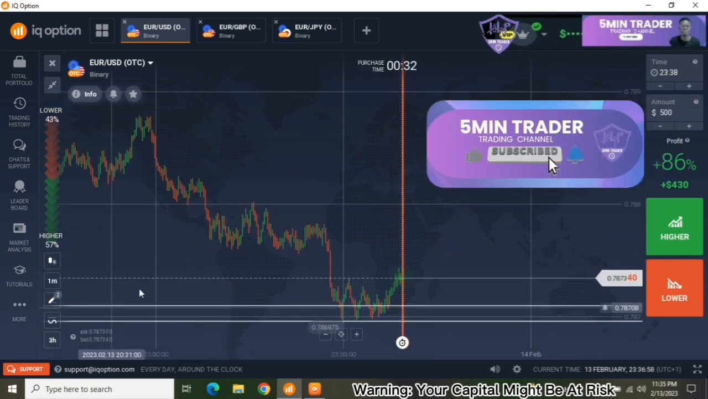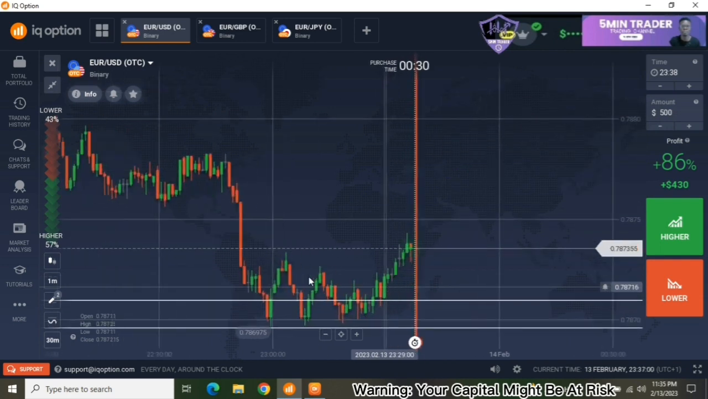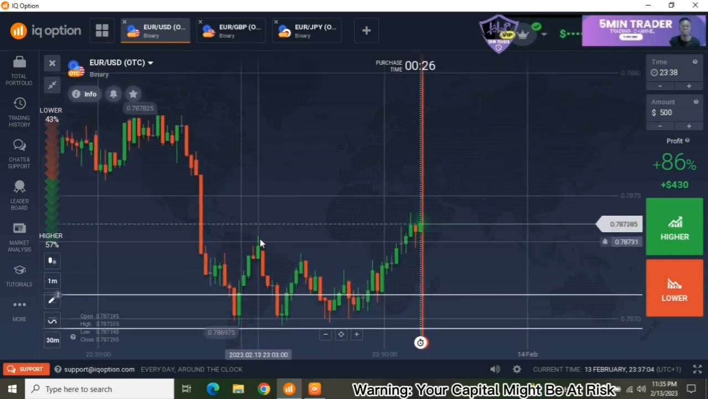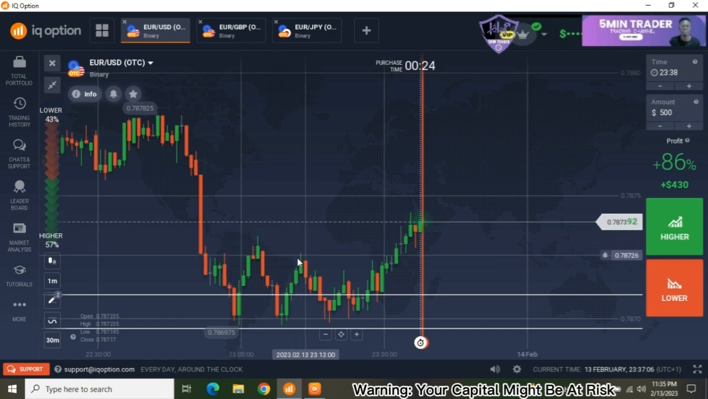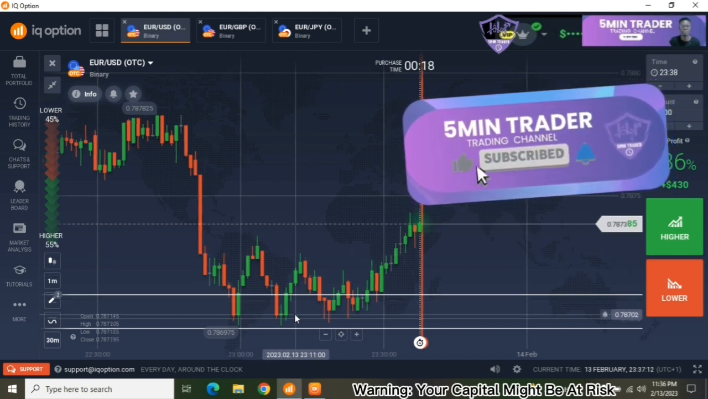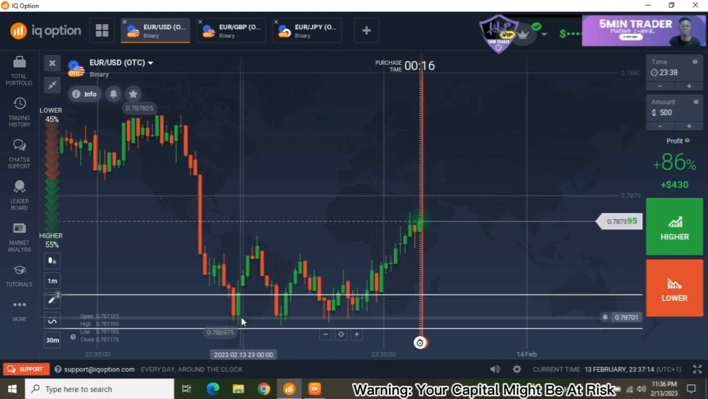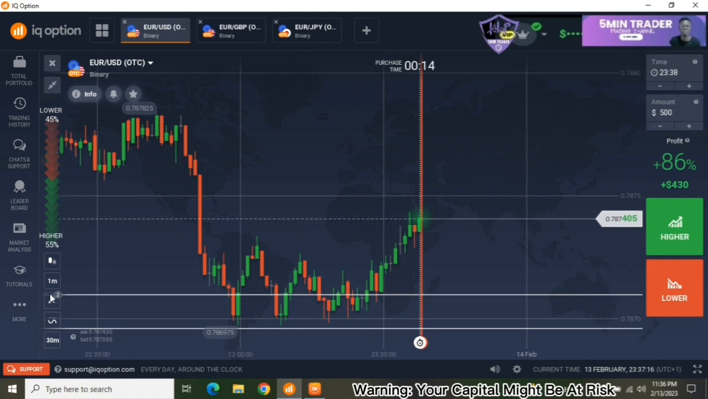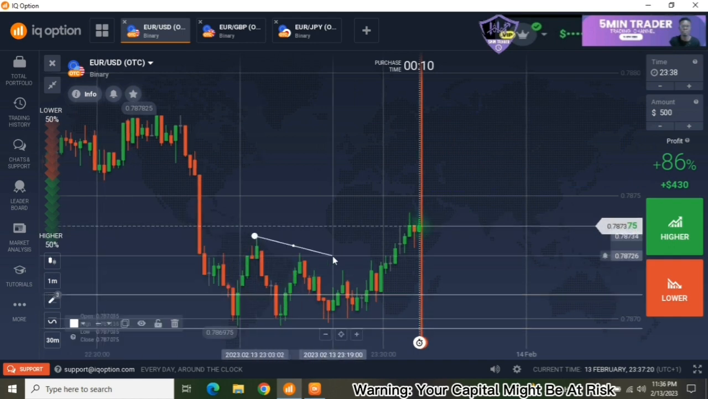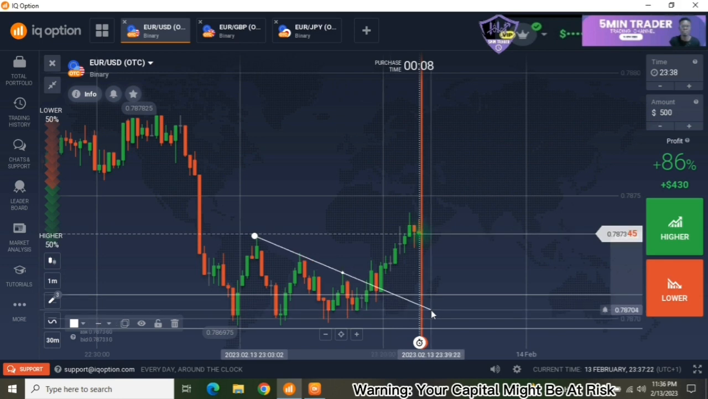And another thing I did was I understood that there was a pattern of lower highs. This is a high here, this is a lower high. That was the pattern the market was making, and it was refusing to make a new low. It was making consistent equal lows. So the next thing I did was draw a trend resistance level, and I did it here.